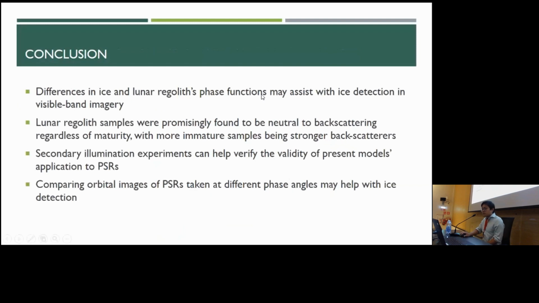And so to conclude, differences in ice and lunar regolith phase functions may assist with ice detection in visible band imagery. By measuring Apollo samples, we still believe that the PSR regolith is probably going to be back to neutral scattering, which is helpful because ice is always going to be forward scattering, but we still need to do more illumination experiments in the lab to better understand these conditions in order to see if all this can actually apply to being used in ice detection images.